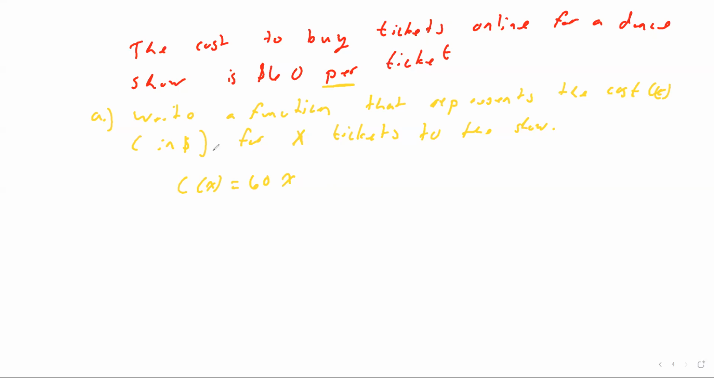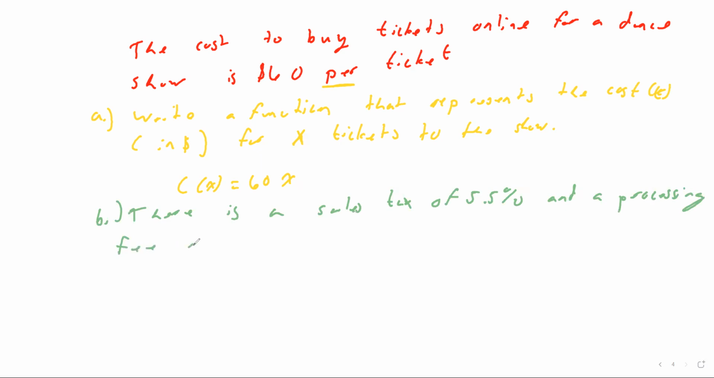Then part B says there is a sales tax of 5.5% and a processing fee of $8 for a group of tickets.